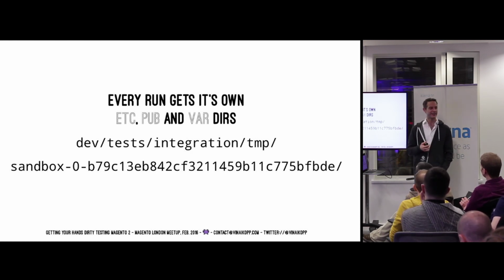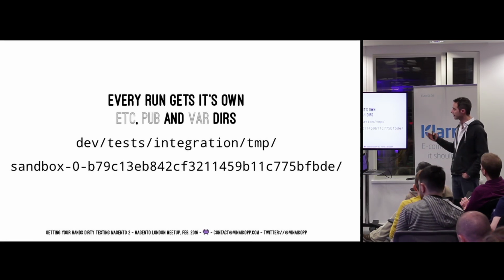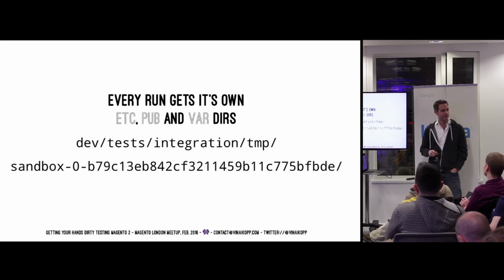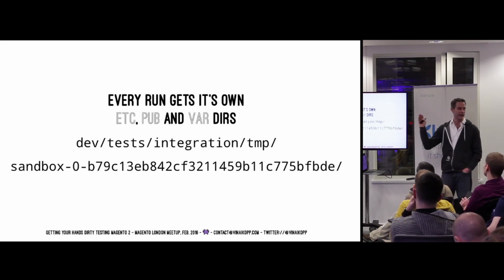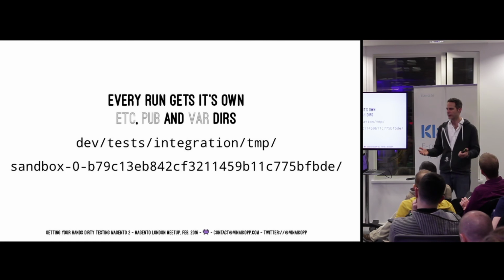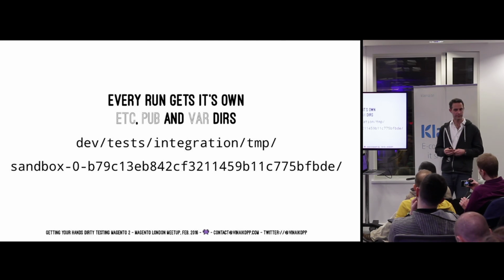When running the integration tests, they get their own runtime environment, not only in the database, but also in the file system. So they get their own etc, pub and var directory, and that gets generated within this temp directory. It's sandbox and then some kind of long hash. If I want to see what configuration files look like that are used during the test, or whether there is a log file, I don't have to look into the real var directory. I have to look into the var directory within this place. So just remember this directory, it might save you time again.